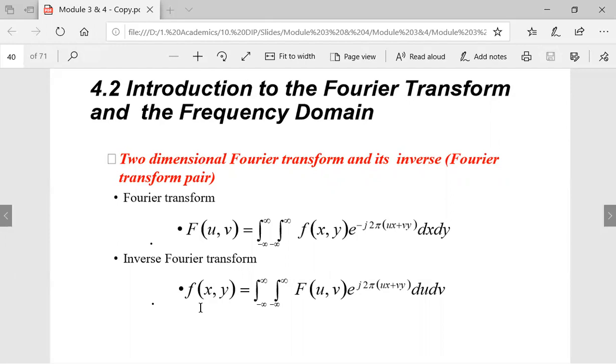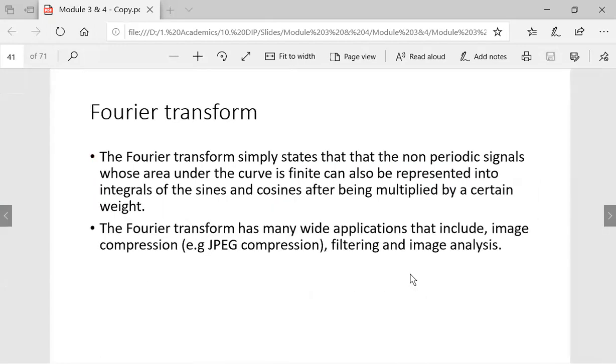Double integration from minus infinity to infinity, that is capital F of u comma v into e to the power of j 2 pi of ux plus vy, the coordinate values, du dv. Okay, so we have learned about the Fourier series. Now we shall see what is the Fourier transform.